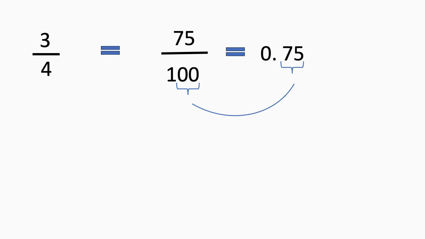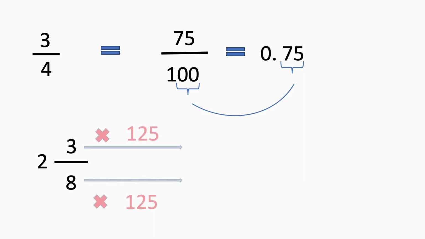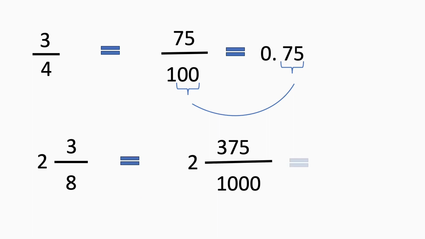Now consider this example, 2 and 3 over 8. Here, we have a mixed number whose integer value will not change after converting it to a decimal number. Well, we just need to convert the fraction to a decimal. But in order to convert 3 over 8 to a decimal number, we can multiply the numerator and denominator by 125. In this way, the denominator will be 1000, which is a power of 10. And the fraction becomes 375 over 1000, which equals 2.375.